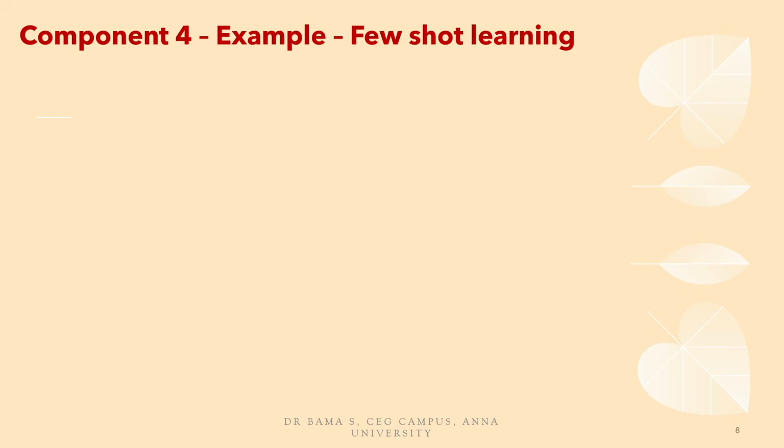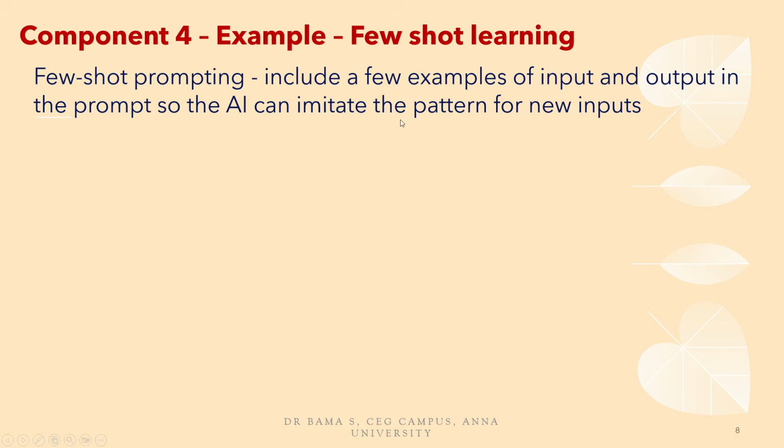The next component is few shot learning, or the examples, and in the next session we will be going deeper into the types of learning. Here, an example of it would be how to mention the examples within the prompt. Include a few examples of input and output in the prompt itself, so that the AI can imitate the pattern for new inputs.